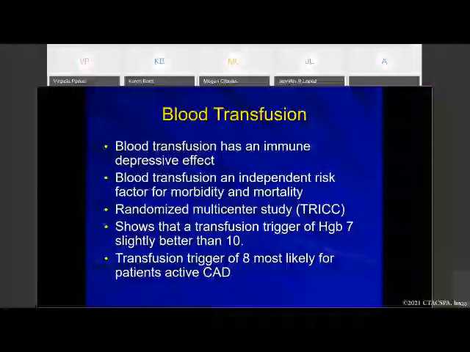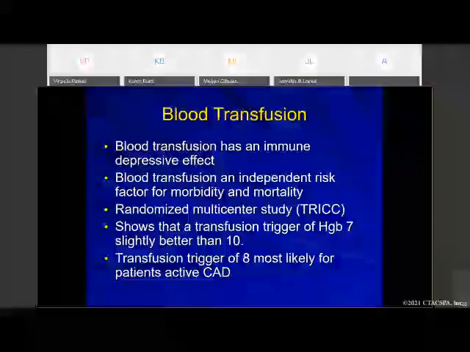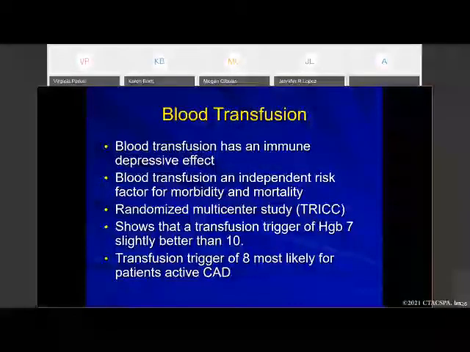Blood transfusions are good for people who need blood, but they're not so good in general. They have an immunosuppressive effect. You'll always hear studies that blood transfusion is an independent risk factor for morbidity and mortality. Of course, what came first, the fact that they needed the blood or not. But you'll see that said. And that's the reason why we wait to give a transfusion at a trigger of 7 as opposed to 10 in the old days. And that was a trial study.